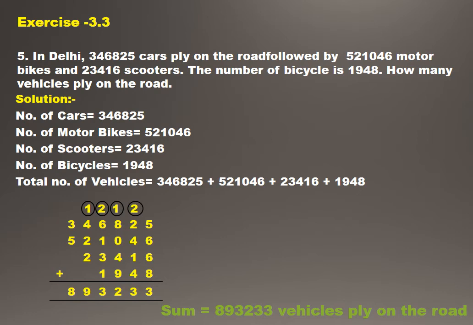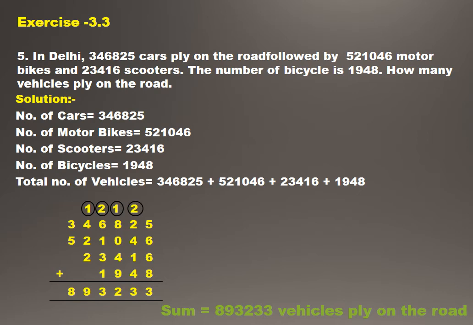2 plus 6, 8. 8 plus 1, 9. 9 plus 3, 12. 12 plus 1, 13. Place 3 on thousands and carry forward 1. 1 plus 4, 5. 5 plus 2, 7. 7 plus 2, 9. And next 3 plus 5 is 8.